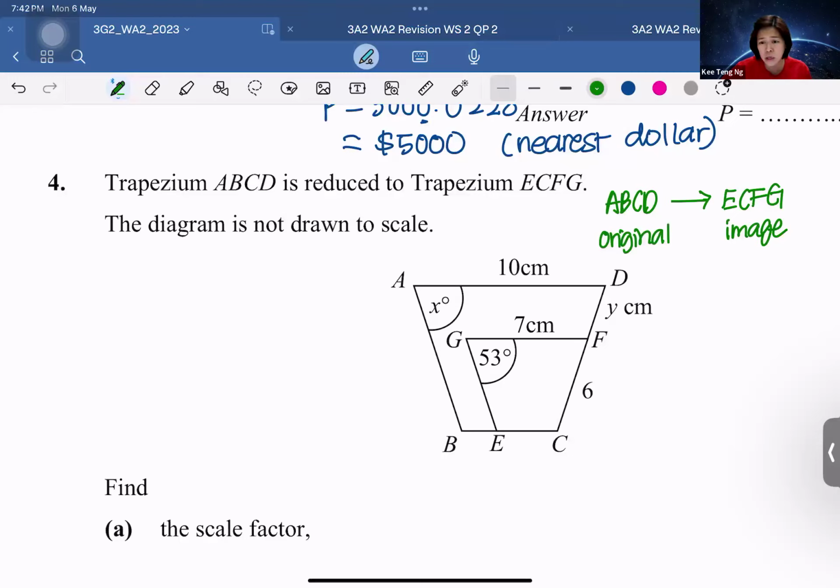Where is Kenshin over here? Kenshin is not here. Then he asked me to explain this question, then he's not down here. Okay, never mind if he watches the video.